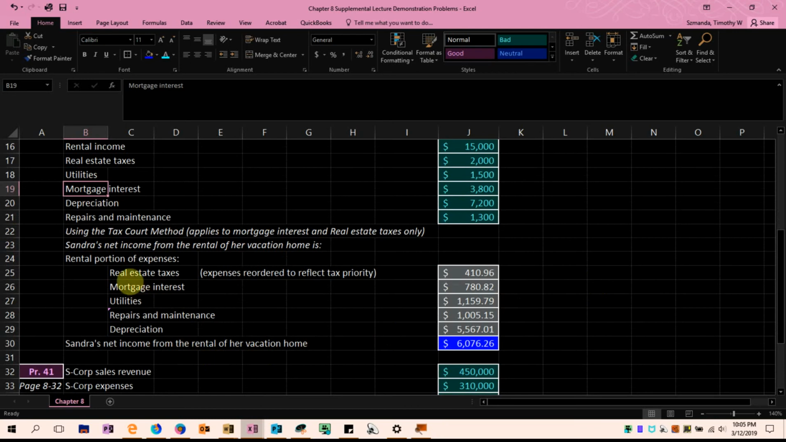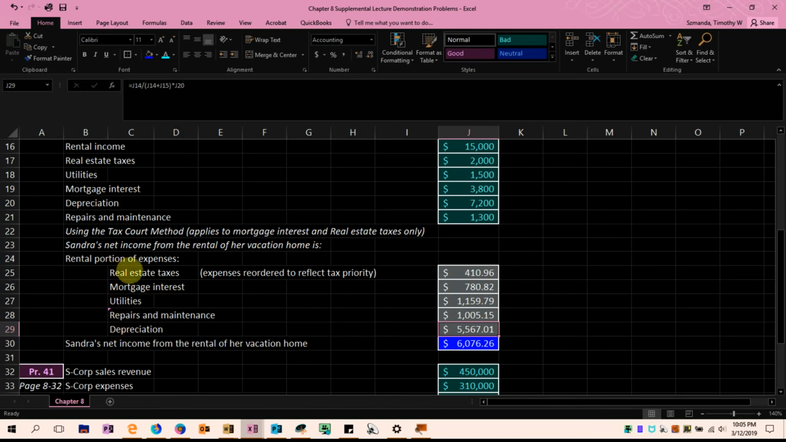So the first thing I did is I reordered the expenses, because the real estate and the mortgage are going to be allocated based on the number of days in a year. Utilities is next, repairs and maintenance, and then as I said earlier, depreciation has to come last, because if it creates a loss, then we're going to have to sacrifice some of the depreciation expense so that we don't create a loss. In this particular case, we won't have to worry about that because the amount of income will more than absorb all of the allocated expenses. So let's run through the calculations here.